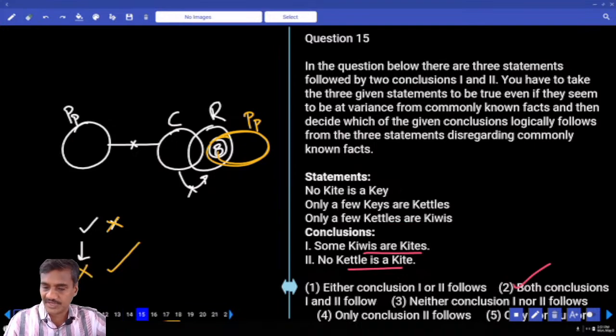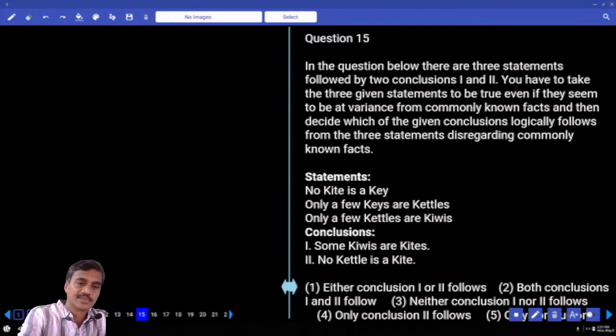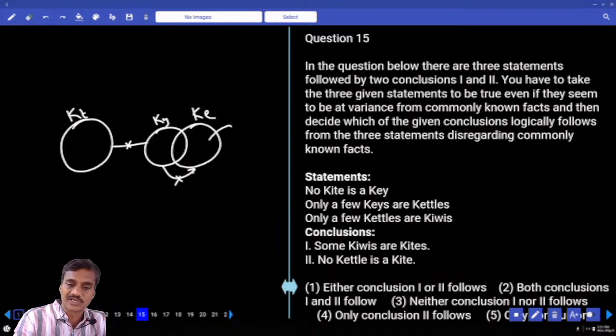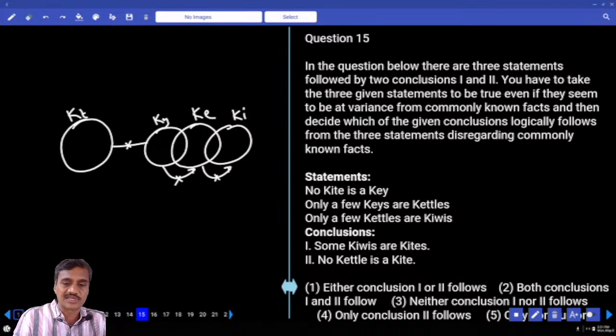The next one, 15. No kite is clean. Now this is kite and this is key. No kite is clean. Then only a few keys are kettles, but not all. And only a few kettles are kiwis, but not all. And first, some kiwis are kites.